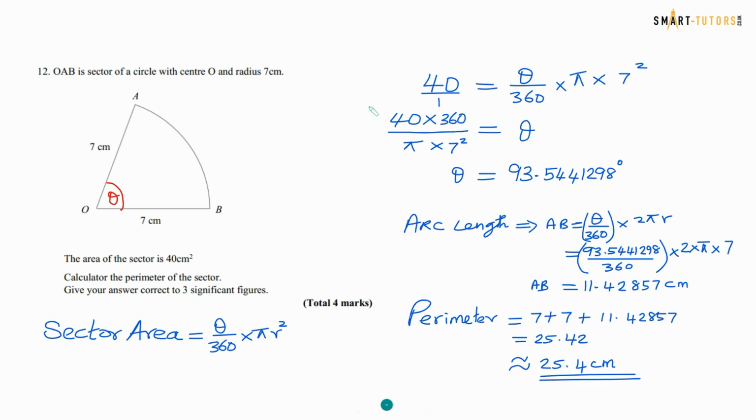And once you find the theta, arc length is going to be theta over 360 times 2 pi r. So whatever answer you find, 93, keep that in the calculator. Then press the answer button, divide by 360 times 2 times pi times 7. That gives the arc length AB. Add that with 7 plus 7 because it's a perimeter. Finally, the answer is 25.4. That is the answer for question number 12.